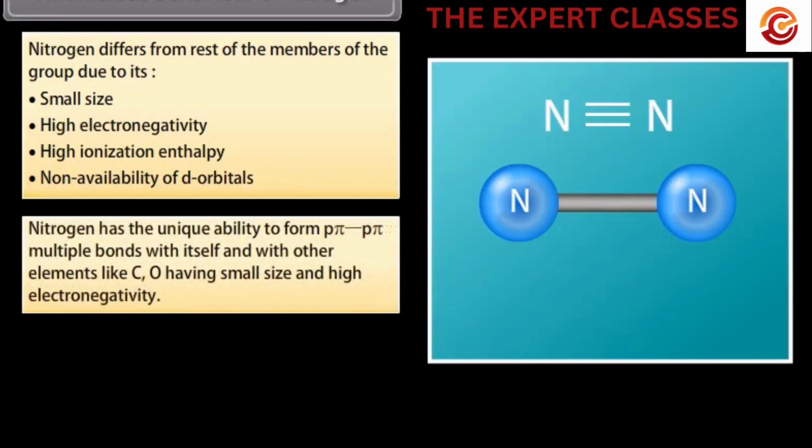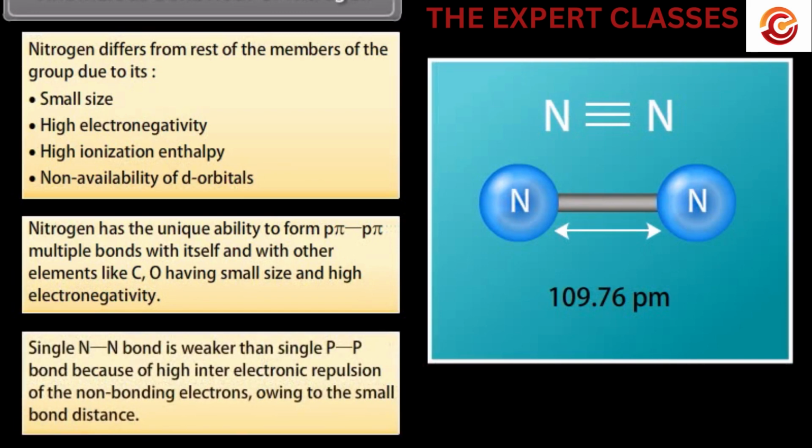Nitrogen has the unique ability to form pπ-pπ multiple bonds with itself and with other elements like carbon and oxygen, having small size and high electronegativity. Thus, nitrogen exists as a diatomic molecule with a triple bond between the two atoms, having high bond enthalpy 941.4 kJ per mole.